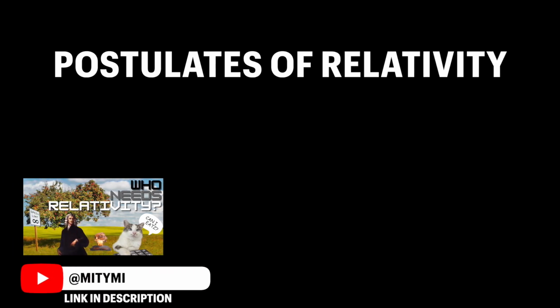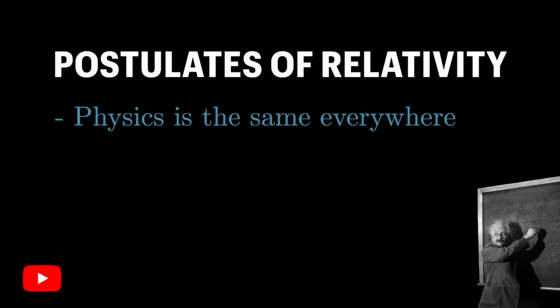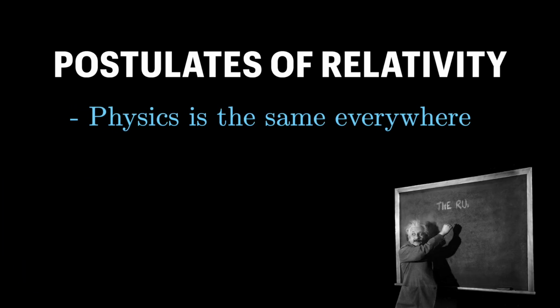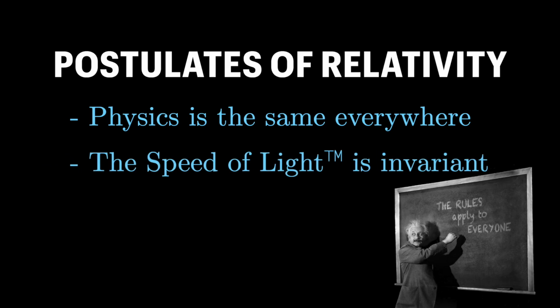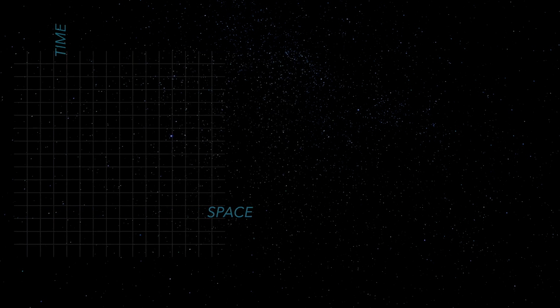To understand time dilation, let's first start with the basics of relativity. Special relativity is based on 2 postulates. First, that physics is the same for everyone, everywhere, and that the speed of light is invariant. With that in mind, I'll first explain time dilation using the standard thought experiment. I'll include a space-time diagram here on the side.